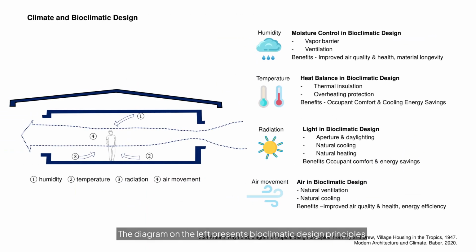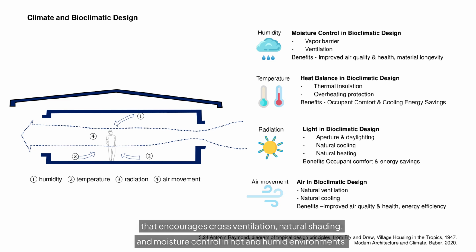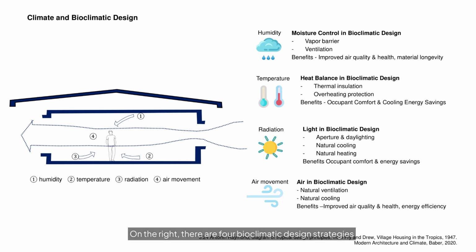The diagram on the left presents bioclimatic design principles for keeping buildings comfortable in hot, humid conditions. Building spaces and site conditions should be designed in a way that encourages cross-ventilation, natural shading, and moisture control in hot and humid environments. On the right, there are 4 bioclimatic design strategies for humidity, temperature, radiation, and air movement. Moisture control is typically handled through vapor barriers and ventilation, in addition to active dehumidification systems.